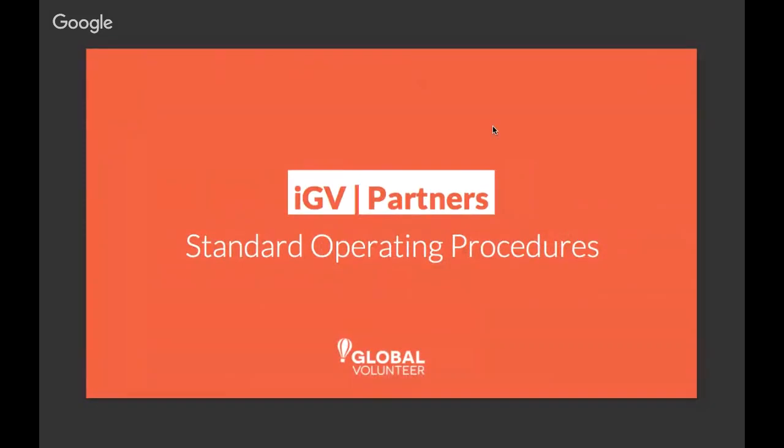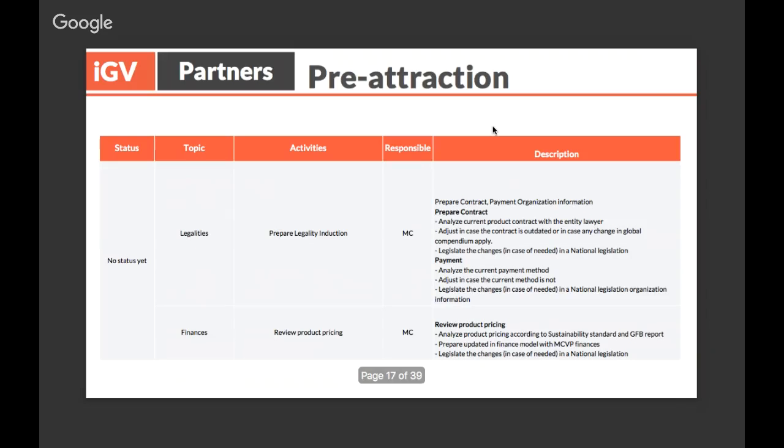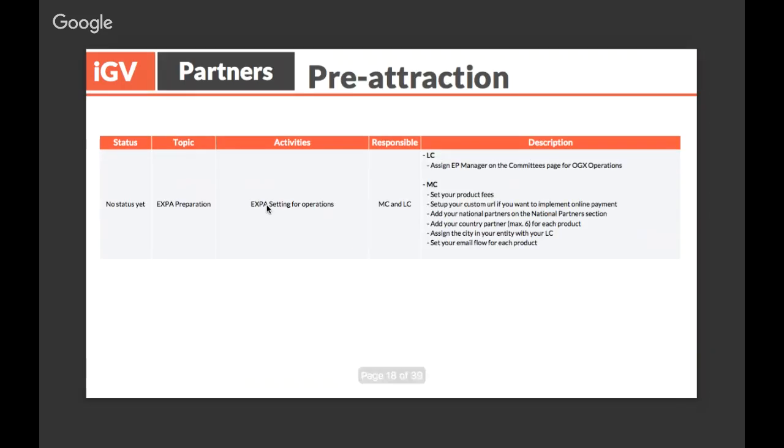So what about attraction in iGV, attraction for partners? How is this different? You will see a lot of processes that look similar. For example, starting from the first one about legalities, preparation of legalities, and revision of contract and payment method. Again, reviewing of the product pricing. Those stages are the same as in iGE. They happen for iGV as well. So I will not focus that much on them.